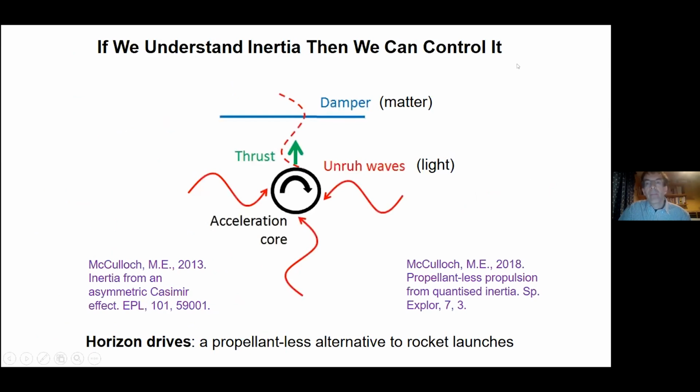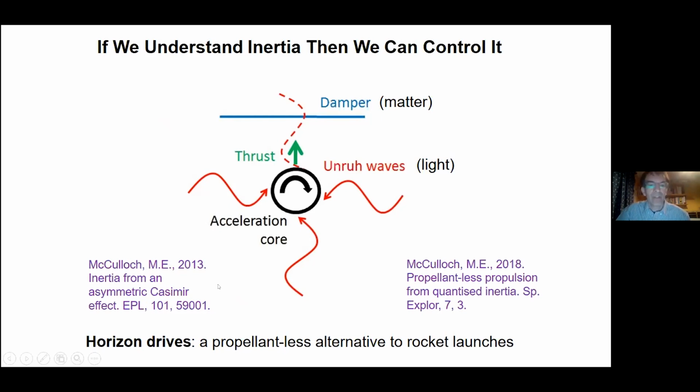Okay, so now I start to get a bit more practical. If we understand inertia, then maybe we can control it. The way to do this would be to have an object that you impart a very high acceleration to. This could be a spinning disk. This could be microwaves in a cavity, something like that. If you accelerate it fast enough, then the Unruh waves will become short enough that they might be damped by, say, a metal plate, something as simple as a metal plate.